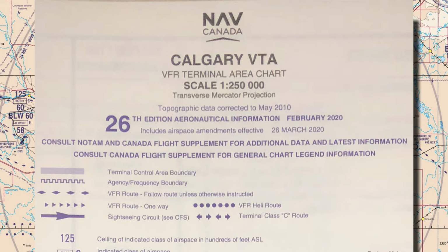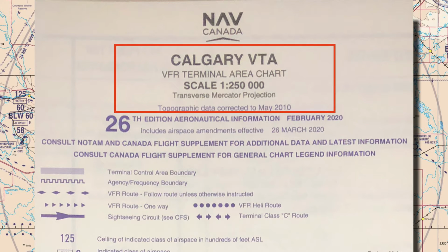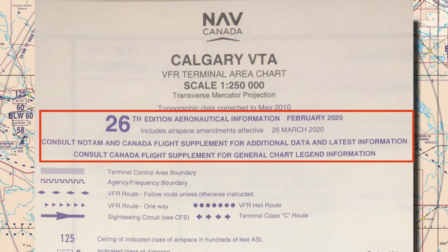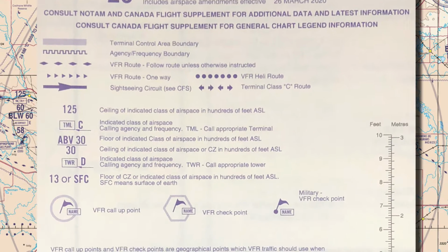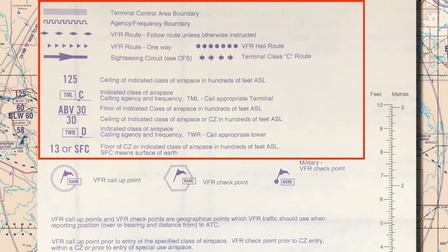At the top, we see the name of the chart and the scale, as well as the projection type. We see the chart validity information and other details here. Next, we are shown airspace and route-related information. This is important because you need to be able to determine where various airspace begins and what altitude it resides at so that you can create that three-dimensional picture in your mind.